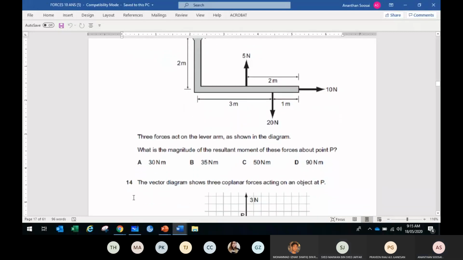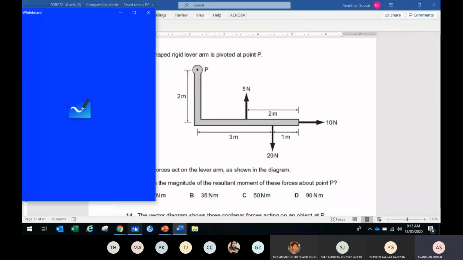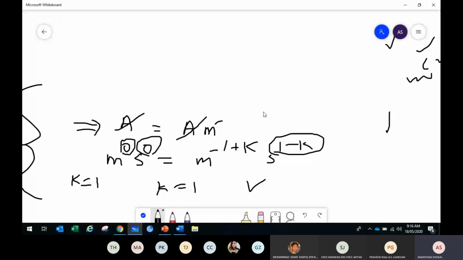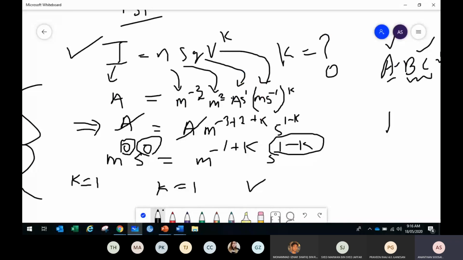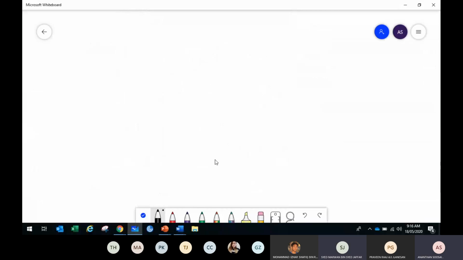Okay, good. So those who got A, correct. Take the perpendicular distance. So we've done many about the moment already. We're going to move to the next part. But before we go to the next part, last question. I want you to do it and give me the answer.